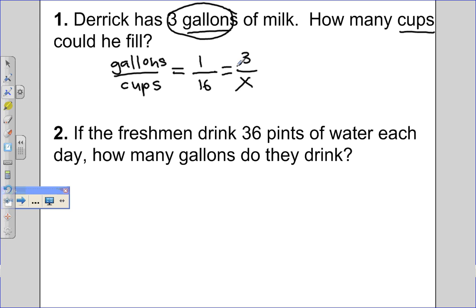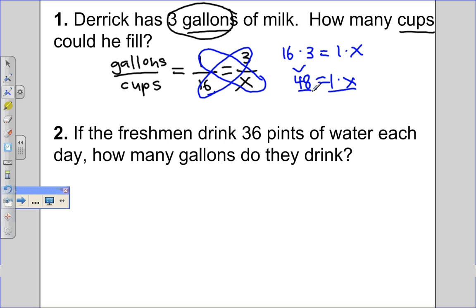I'm sure you remember how to solve proportions, but just in case you need a reminder, we'll do this one together. Our first diagonal is 16 times 3. And our second diagonal is 1 times X. 16 times 3 here is 48. So I have 48 equals 1 times X. Divide each of those sides by 1, and I have 48 equals X. So the answer to my problem would be Derek can fill 48 cups.